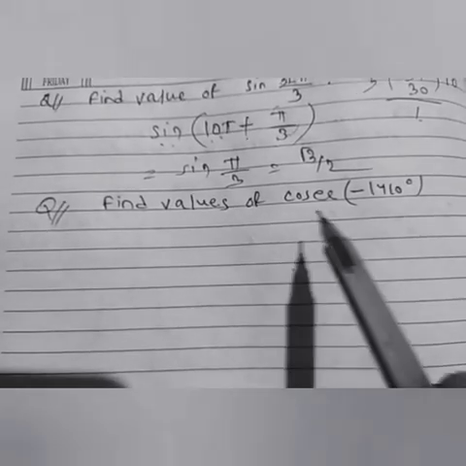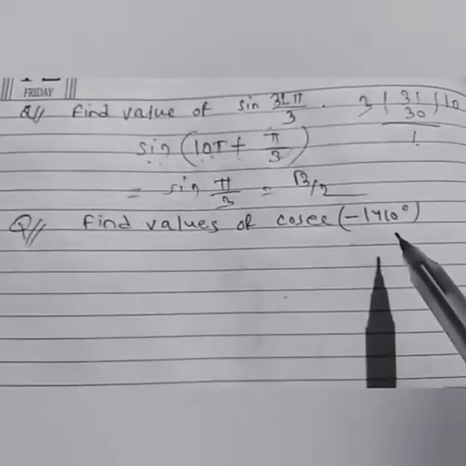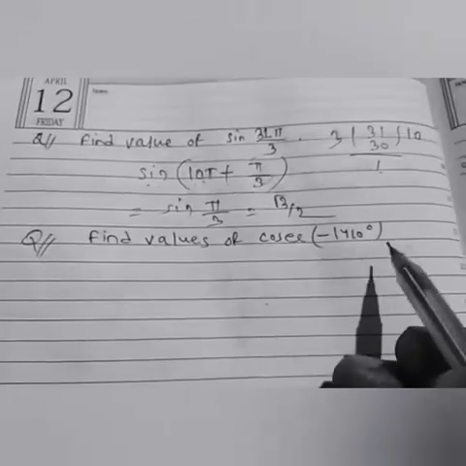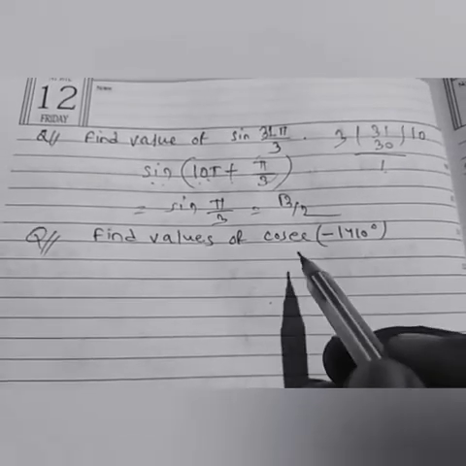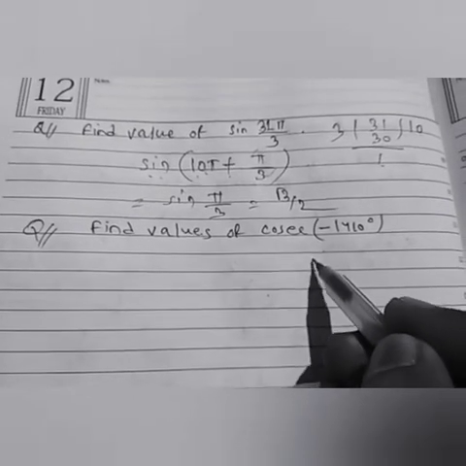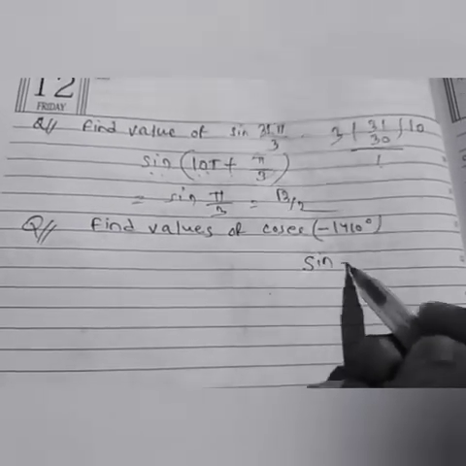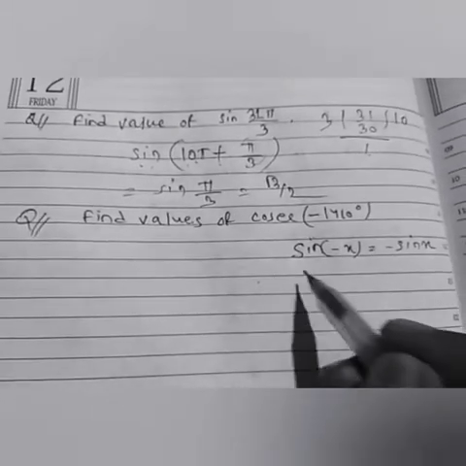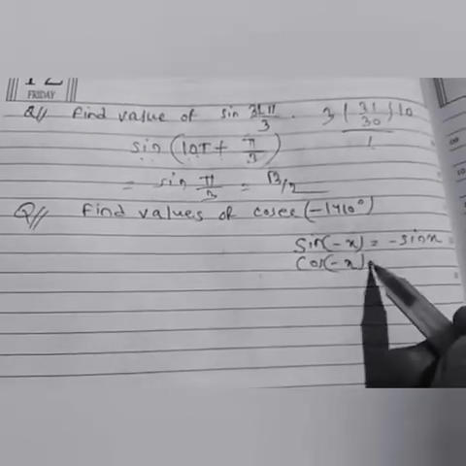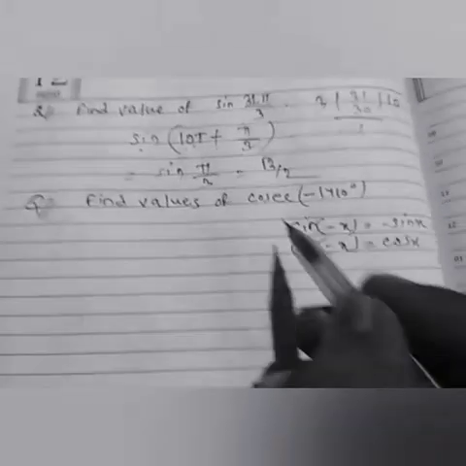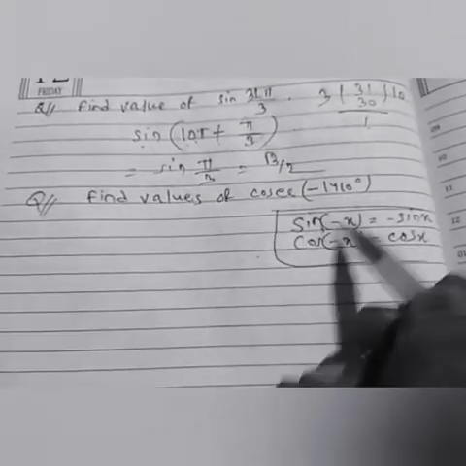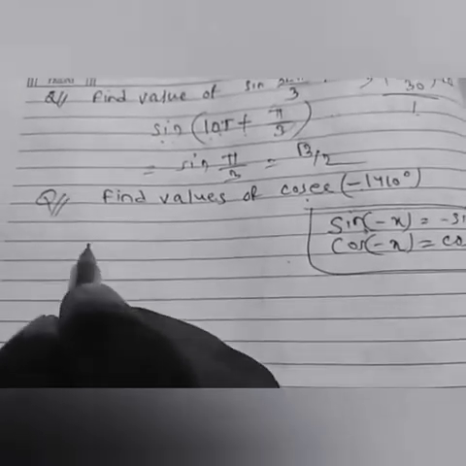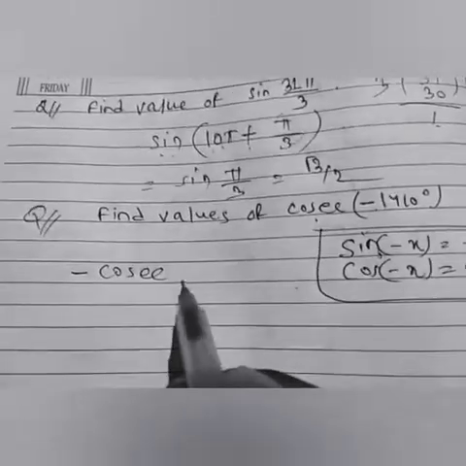Now find the value of cosec minus 1410. This is another type of question. First we know about two functions: sin of minus x equals minus sin x, whereas cos of minus x equals plus cos x. Here cosec is the reciprocal of sin, so cosec of minus theta equals minus cosec theta.